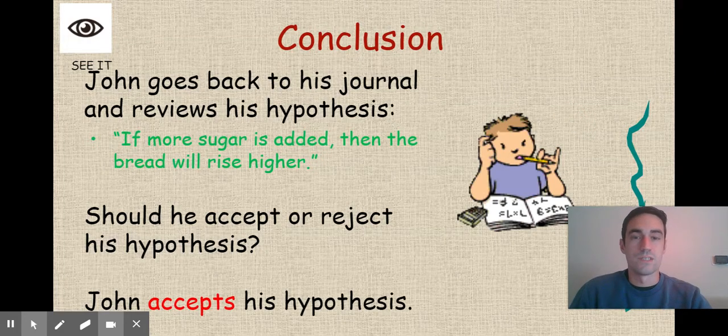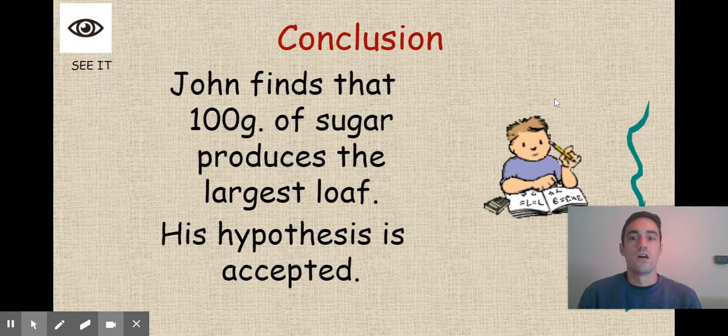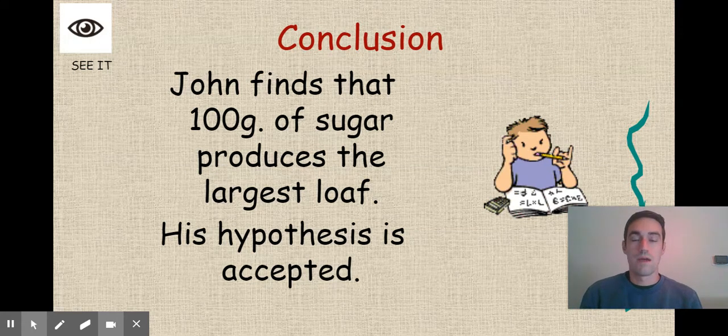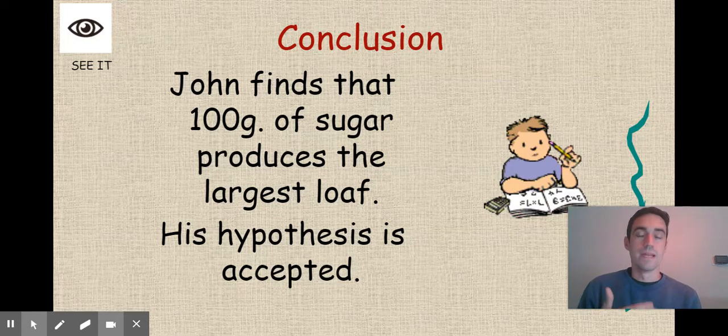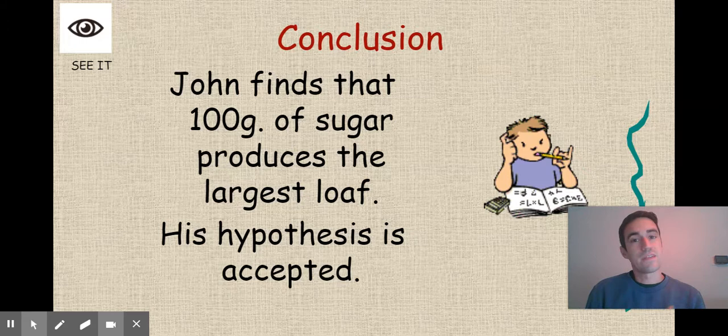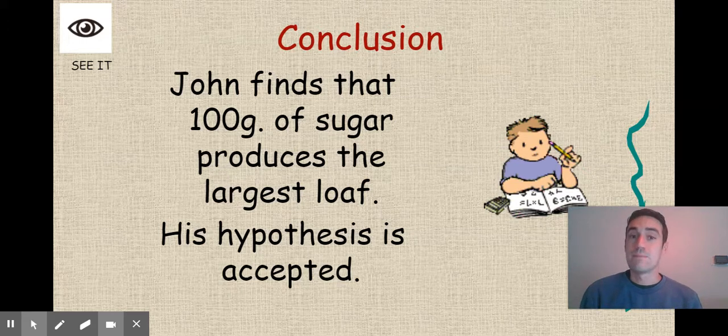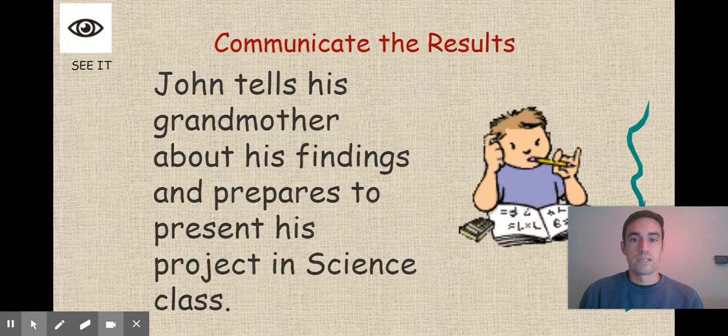John's going to accept his hypothesis. He saw that with 100 grams of sugar, he produced the largest loaf. His starting amount was 50 grams. Therefore, he was correct. Adding more sugar made a larger loaf of bread. If we kept analyzing that data, we would see that if we keep adding sugar, it doesn't help. But for now, John's hypothesis was correct.